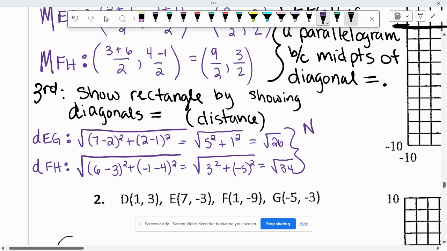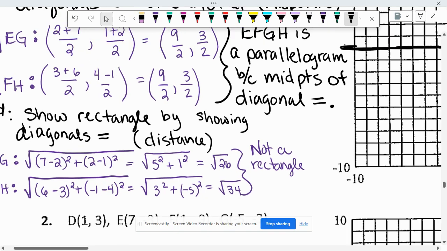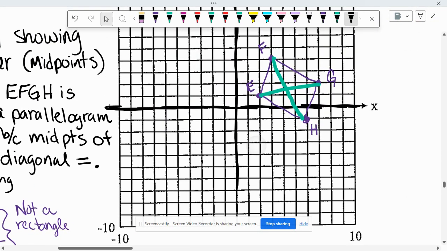So this is not a rectangle. Does it look like it's a rhombus? Do the side measures look the same? Do all 4 sides look like they have the same measure? No. We're not even going to try and prove that it's a rhombus. And if it's not a rectangle, there's no way that it can be a square, right? And we know it's not a rhombus. So we're done with that.